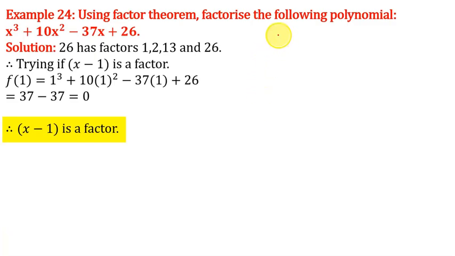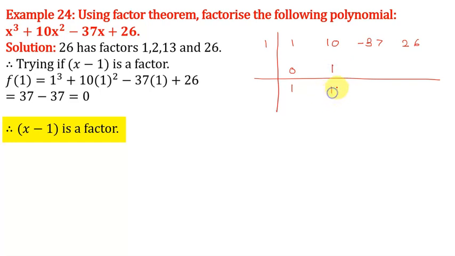Find the next factor with the help of synthetic division. The coefficients are 1, 10, minus 37 and 26. The first factor is x minus 1. Put here 1, 0. 1 plus 0 is 1, 1 into 1 is 1, 10 plus 1 is 11, 11 into 1 is 11, minus 37 plus 11 is minus 26, minus 26 into 1 is minus 26, and overall the remainder is 0.